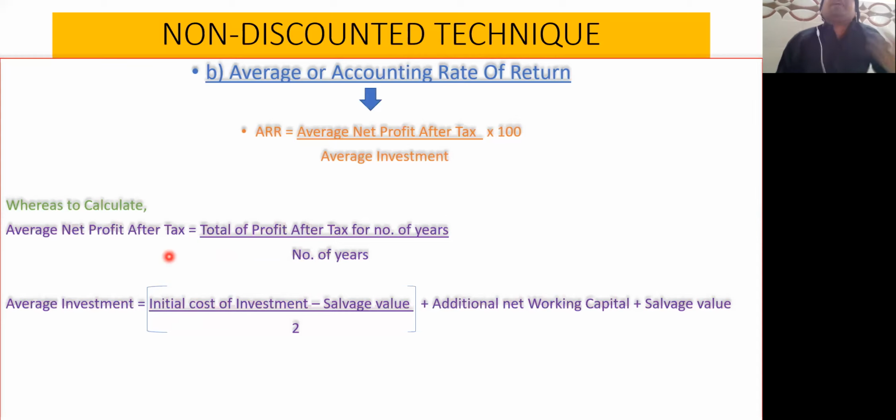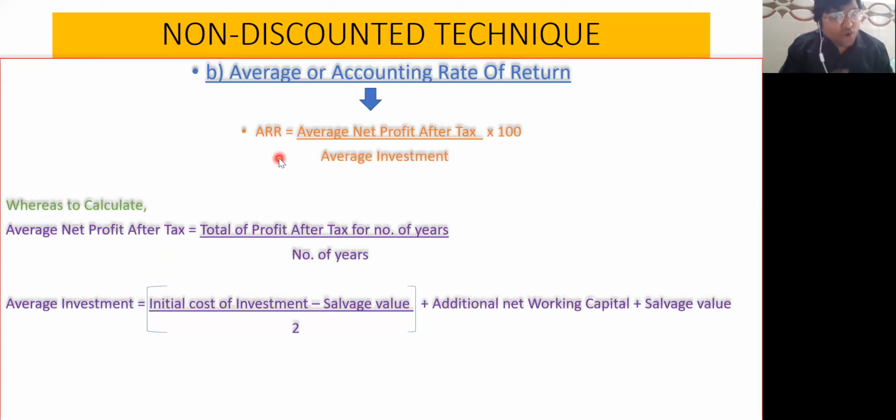Average investment formula is what? Average investment. Initial cost of investment. Say with me. Okay. Initial cost of investment minus salvage value divided by 2. Okay. Plus additional net working capital plus salvage value. Okay, this is the formula to calculate average investment, right? And average net profit after tax, everyone clear?